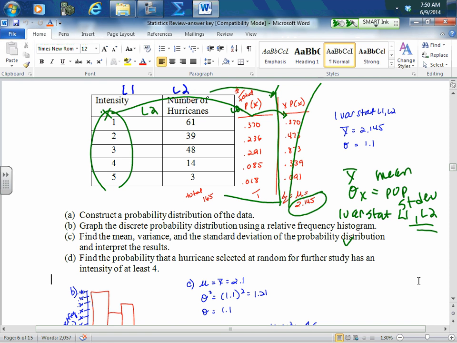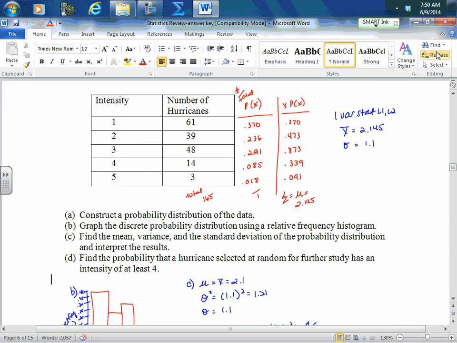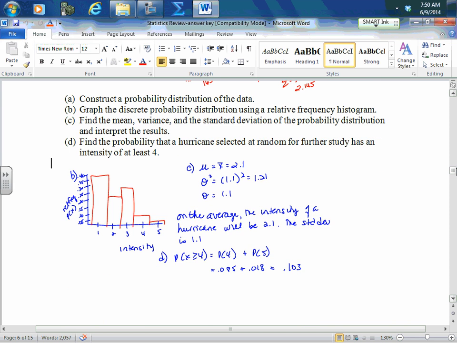And then you can interpret your results. Like your mean, these are your average hurricanes. You notice that your 1s were high, your 3s were high. Which way is this graph skewed? Right. To the right. Follow the tail. It's skewed to the right. Your higher numbers are on the left. So your mean then has to be to the left of the median. Okay, so you can just base it on that.